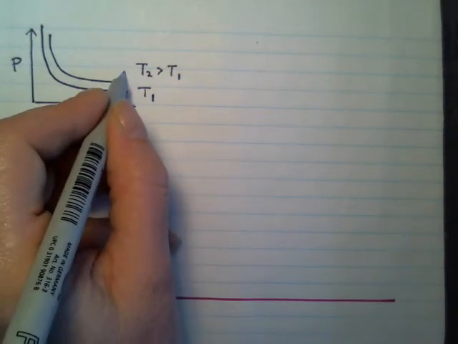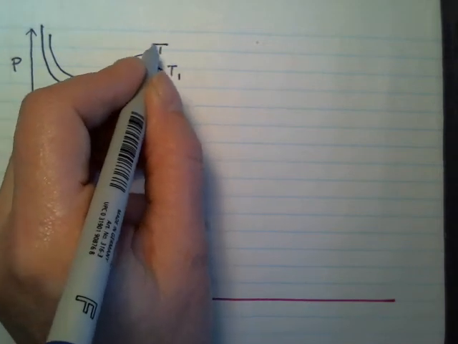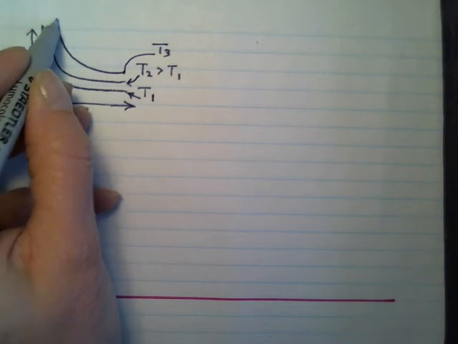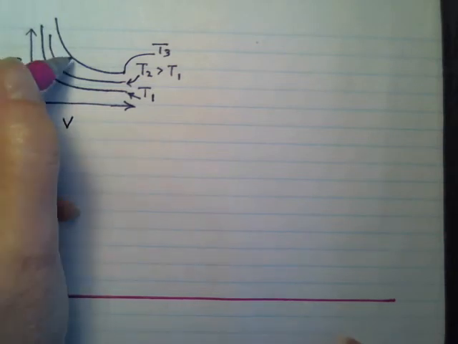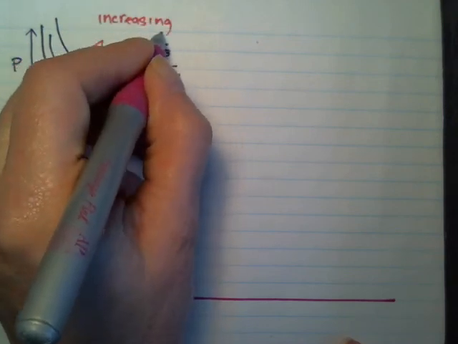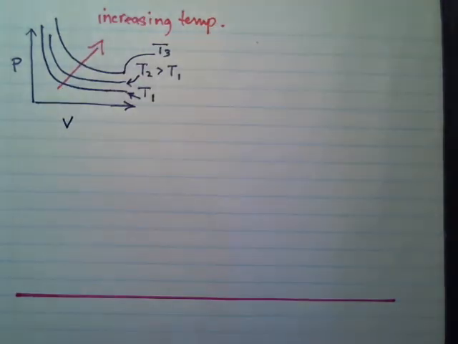And then finally T3. So there's my T2, that's my T1, and here's my T3. Okay, so what the book shows, the book adds a label on top like this and does increasing temperature. And that's one way you can indicate the increasing temperature on the isotherms.